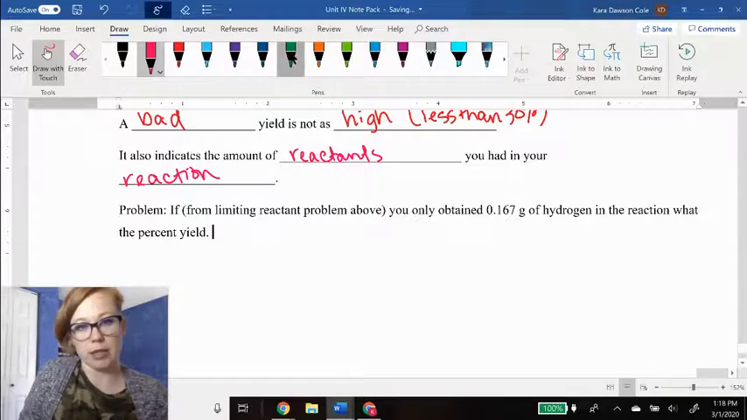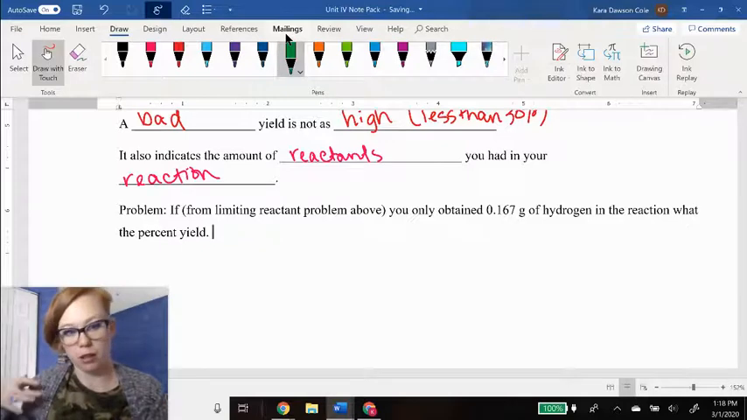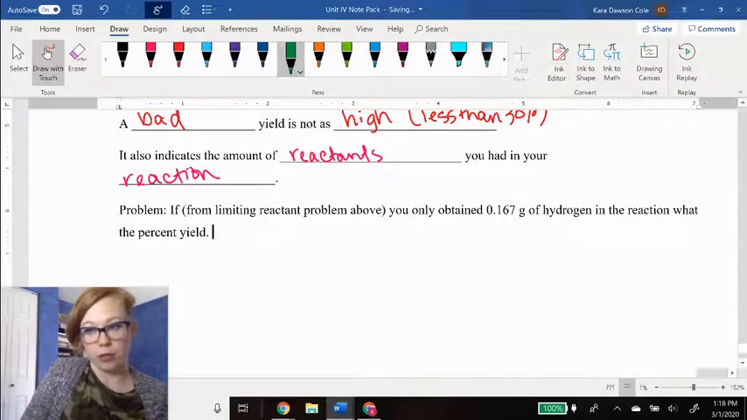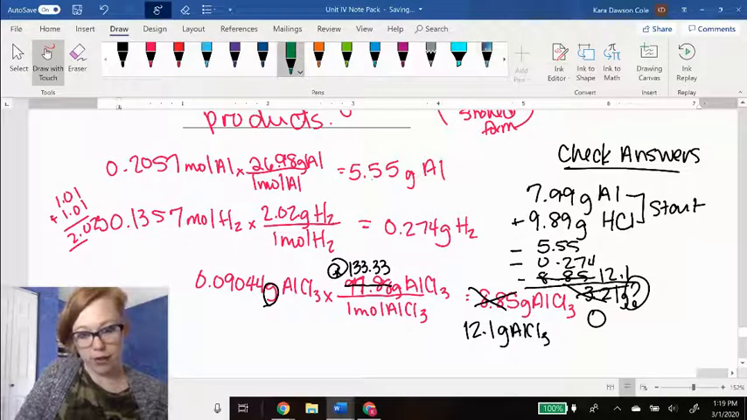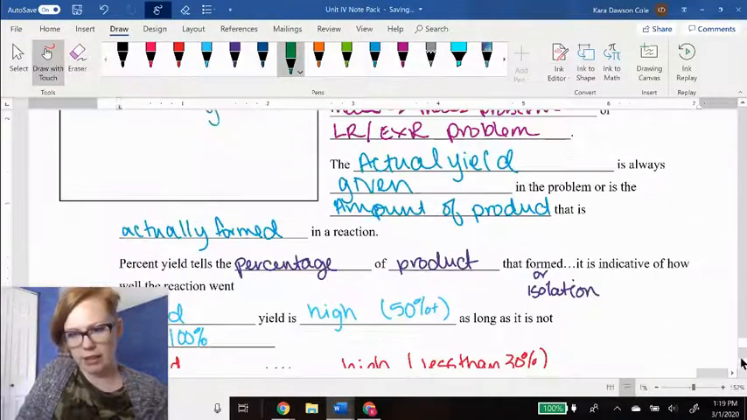All right, so let's look at an example here. And we're using the same example from before. So like that one big limiting reactant problem that we did. Okay, so from the limiting reactant problem above, to refresh your memory, we ended up with 5.5 grams of aluminum that was excess, that was left over. And then we had 0.274 grams of hydrogen, and we had 12.1 grams of aluminum chloride that should be there. These guys are my theoretical yields, right? So the 0.274 and the 12.1 are my theoretical yields because they go with the products.